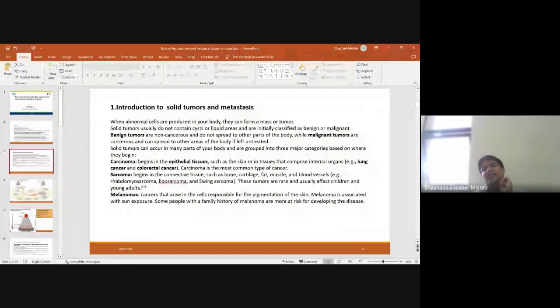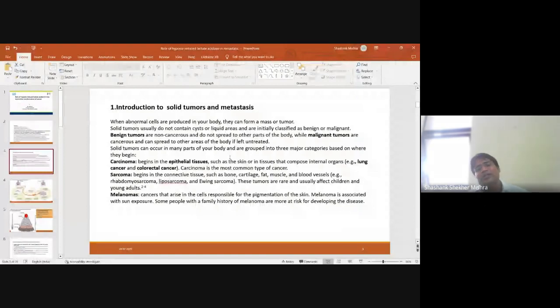Benign tumors are generally localized tumors and these are non-cancerous, while malignant tumors are very dangerous and they can be life-threatening if left untreated. Solid tumors are further categorized into three categories. First is carcinoma, second is sarcoma, and third is melanoma.